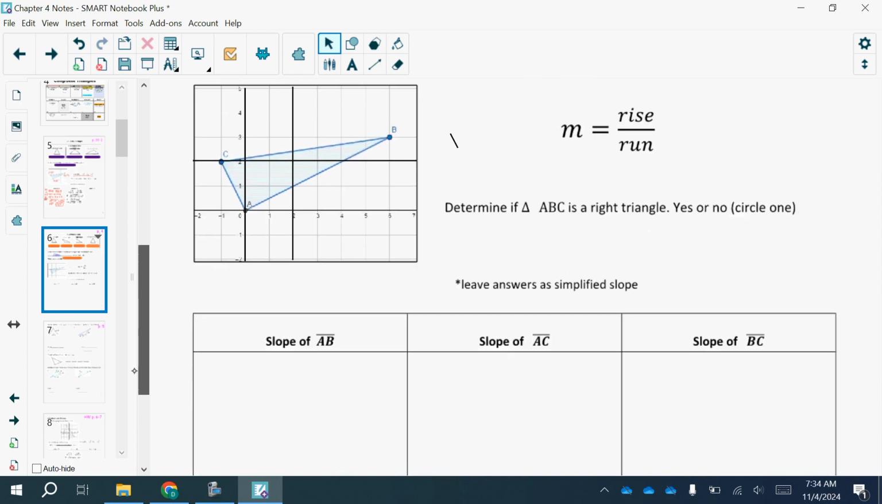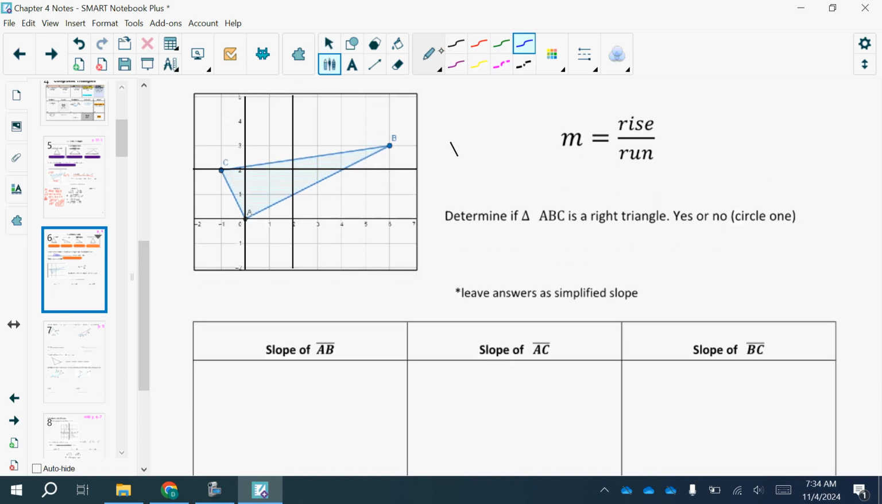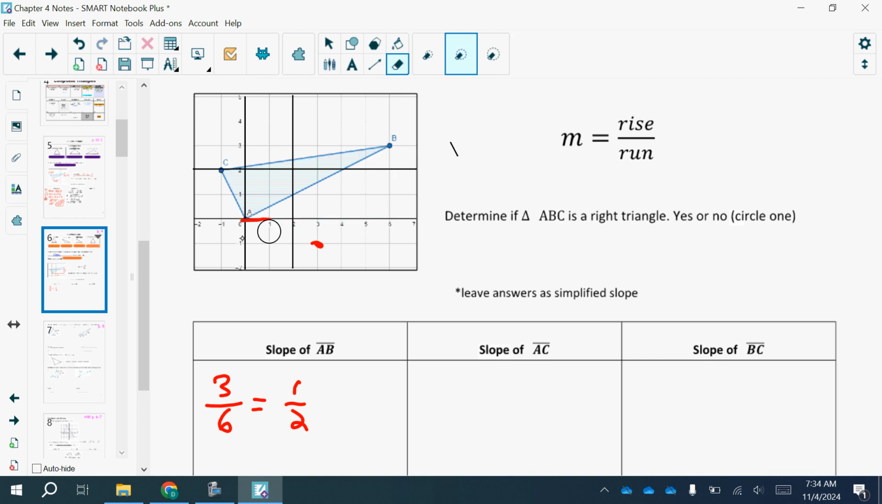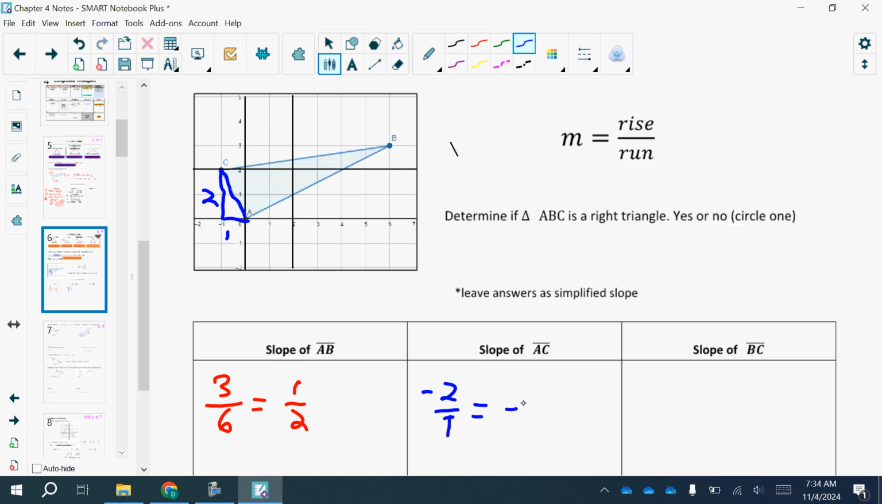So slope is just rise over run. For slope of AB, just do rise over run. So we just count 1, 2, 3, and we got 1, 2, 3, 4, 5, 6. So 3 over 6, which simplifies to 1/2. Next, slope of AC. This is going to be a negative slope because it's decreasing going left to right. So we just do rise over run. So 1, 2 over 1. So this is negative 2 over 1, or just negative 2.